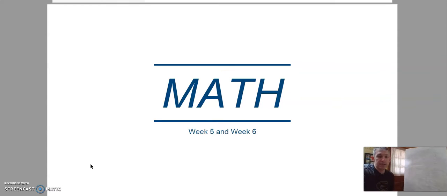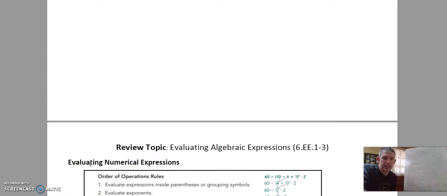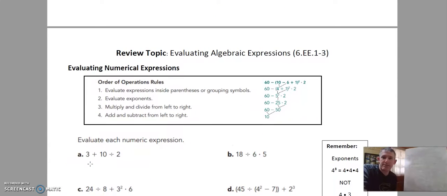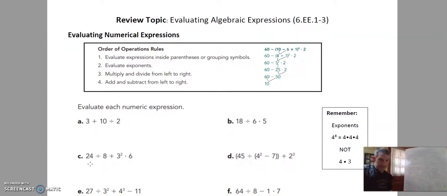All right, so let's go ahead and look at the packet here. I'm on this section where we start getting into expressions, which excites me. I love working with expressions and equations. This is where we do order of operations, PEMDAS, or please excuse my dear Aunt Sally. All right, remember the rules for order of operations. That's what PEMDAS refers to.